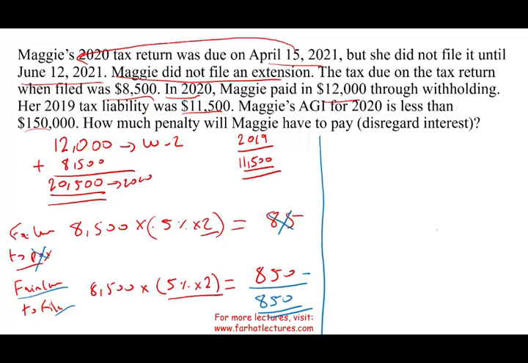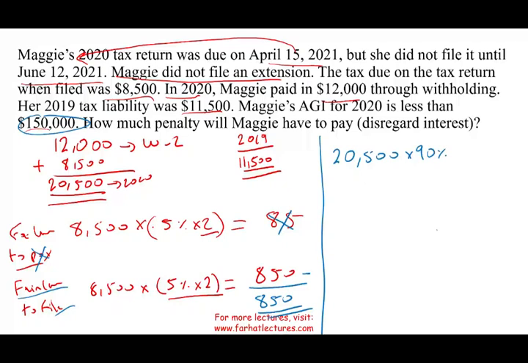Now what about failure to pay estimated income tax? She did not pay enough income tax. Is there a penalty for that? Well, for one thing, she's less than $150,000, and if that's the case, there are certain rules. To avoid this penalty, they must pay, either through withholding, a minimum of 90% of the current tax or 100% of the prior tax, assuming the AGI is less than $150,000. So how can she avoid the penalty? Well, we have to find out. What's 90% of $20,500? We really don't have to do that, but I'm going to show you the concept.